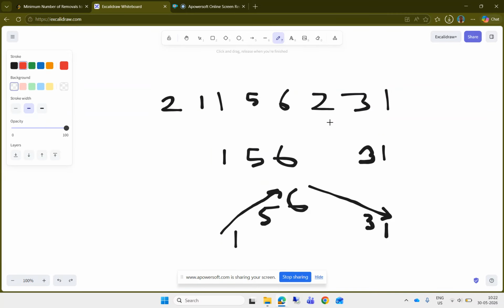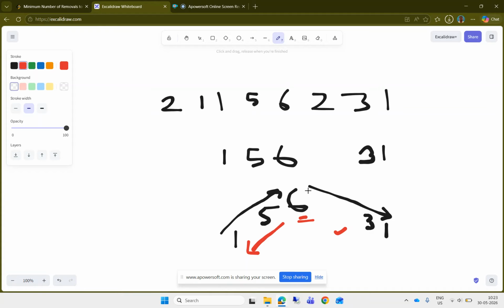Now that we have this information about what the question demands from us, let us look at some intuition. So if you look at this particular 6 here, on the left side is nothing but the longest increasing subsequence ending with 6, right? And on the right side is nothing but the longest decreasing subsequence starting from 6, right?